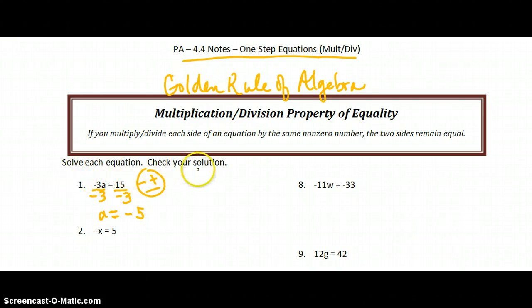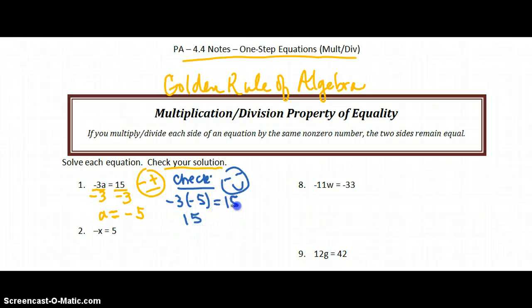Now, if you read your instructions like you should, they're asking us to check our solution. We're checking to see if -5 really does give us 15 if we plug it in for a. So over here to the right, I want you to do your check. So we say -3 times -5. Now it's the opposite face. Negative times negative makes us happy, makes us positive. And negative times negative is going to make a positive 15, which is what we're checking to see. Is it going to make 15? And 15 does equal 15.